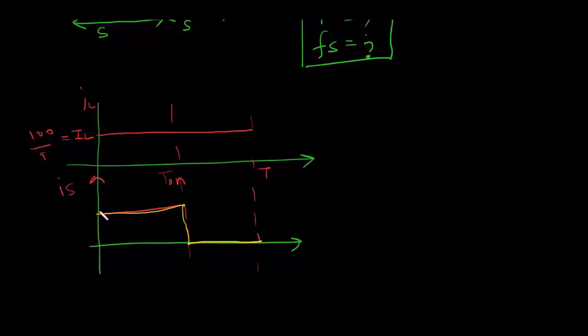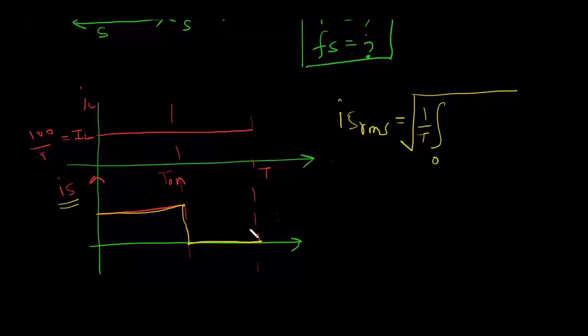So now it is easy to calculate the RMS value of switch S. You can easily calculate it. So IS RMS is equal to root of 1 by T, and this is T on. After that it is 0, so we can take the limit up to T on, integral of IS squared dt.